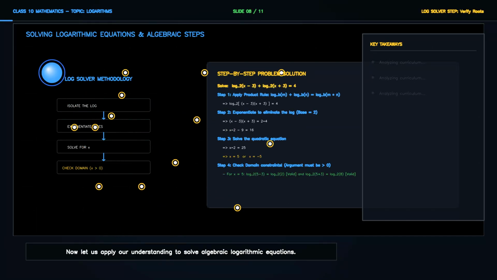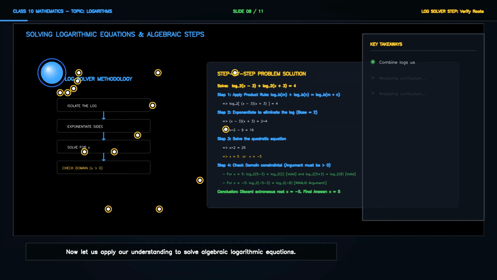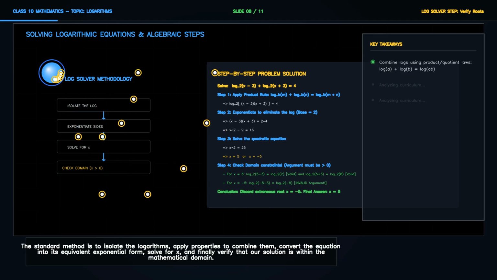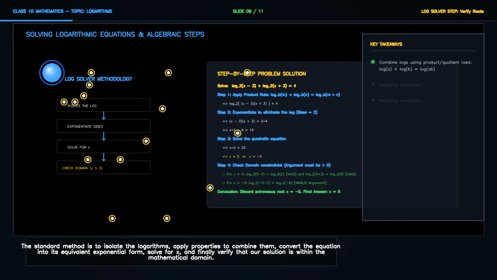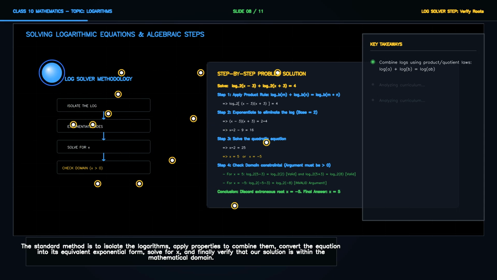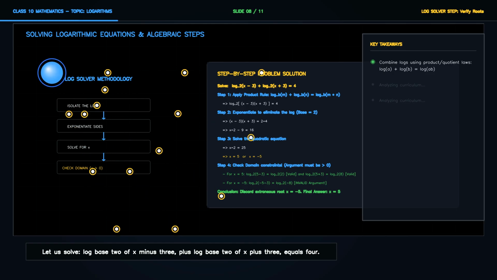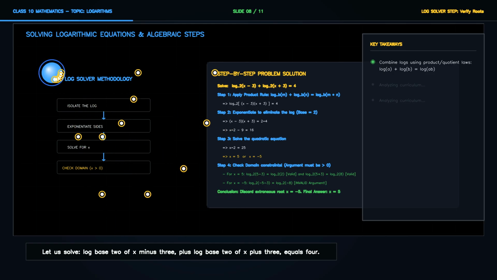Now let us apply our understanding to solve algebraic logarithmic equations. The standard method is to isolate the logarithms, apply properties to combine them, convert the equation into its equivalent exponential form, solve for x, and finally verify that our solution is within the mathematical domain.